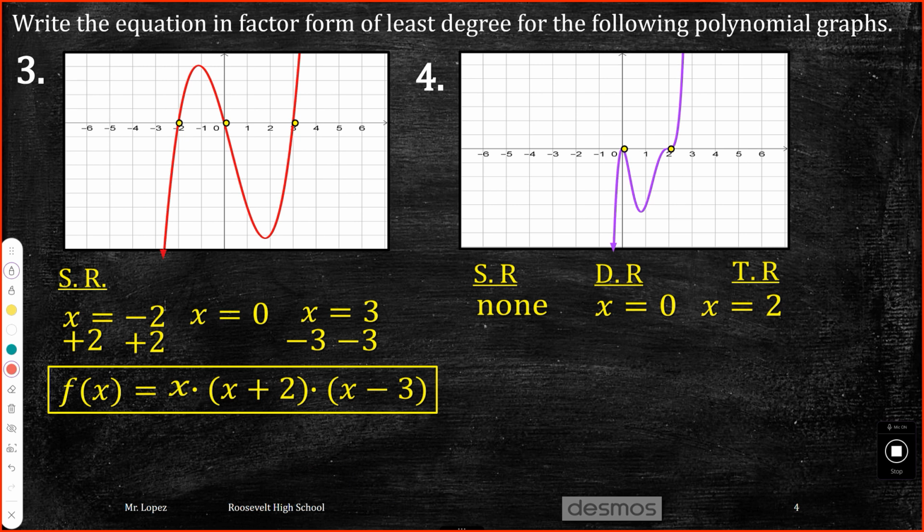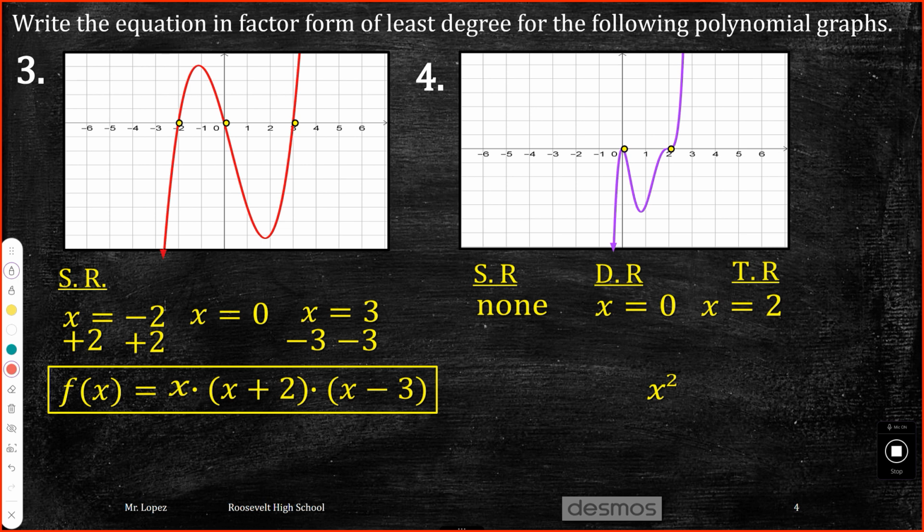So now we have to rewrite them in factor form. So it's going to be subtract 0. X minus 0 is just x, so we're going to just write down x. And what are we going to put as the power of x? It's a double root. Squared.